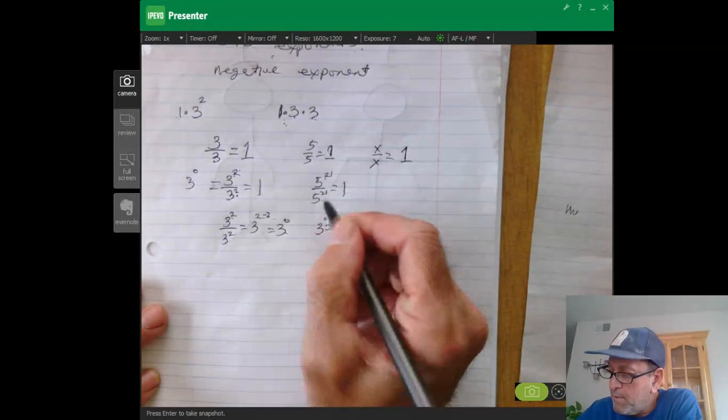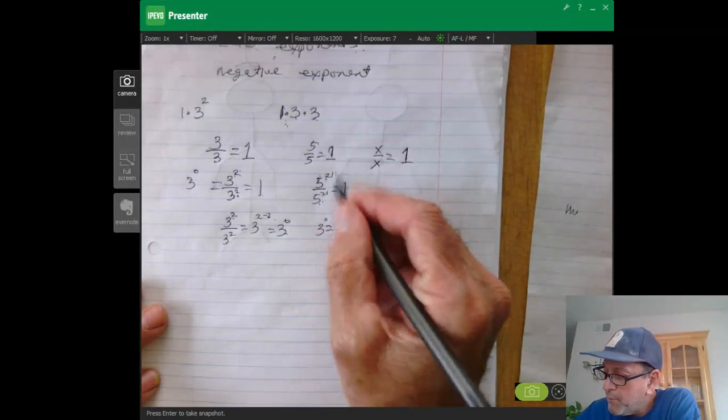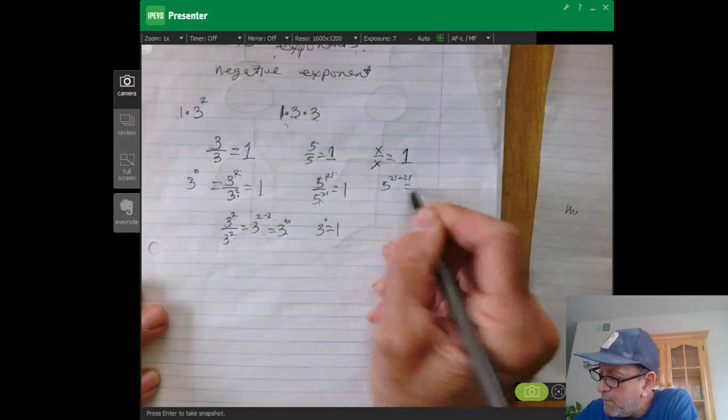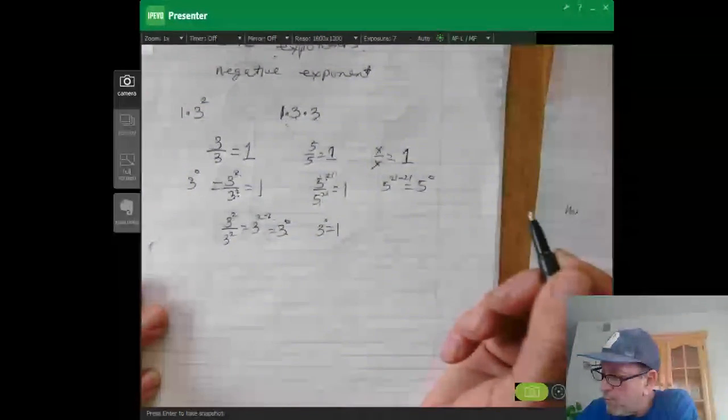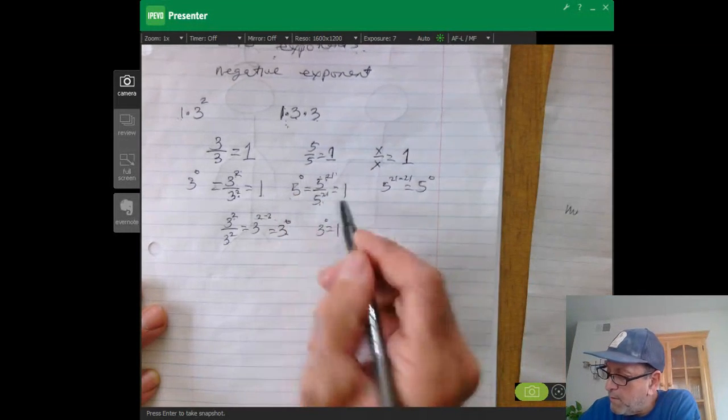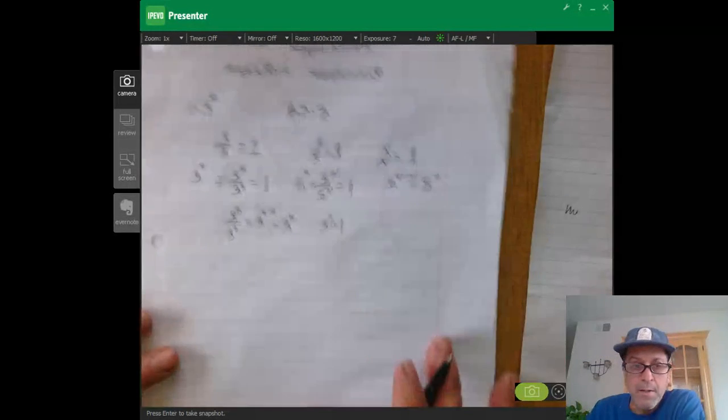Same thing over here, right? This is equal to 1. We also know 5 to the 21 minus 21 would be 5 to the 0 power. So 5 to the 0 power is equal to 1.